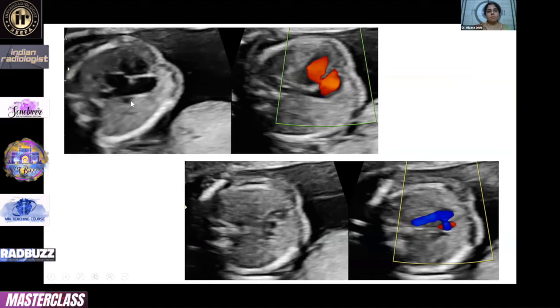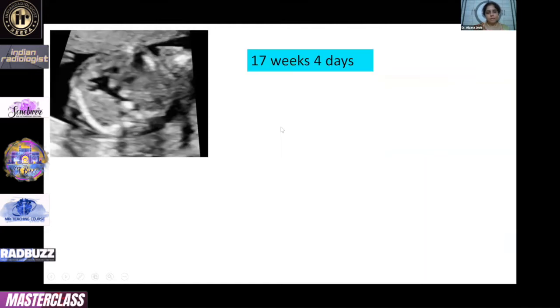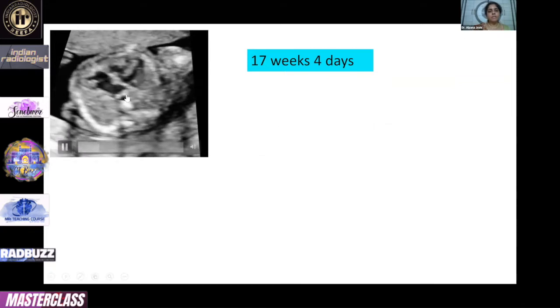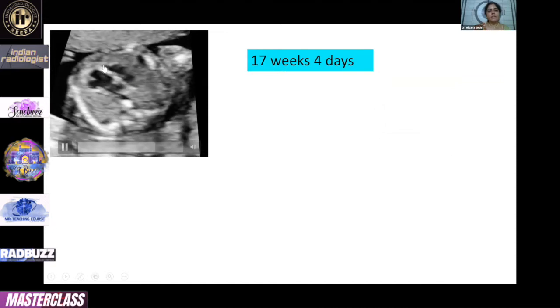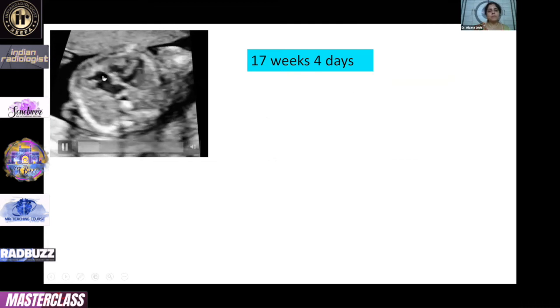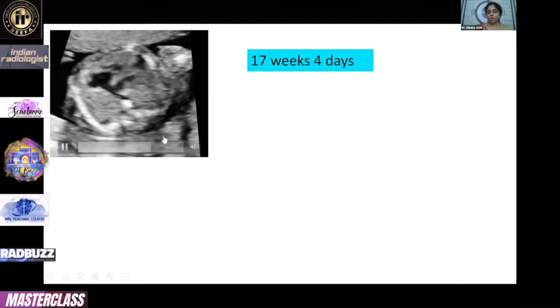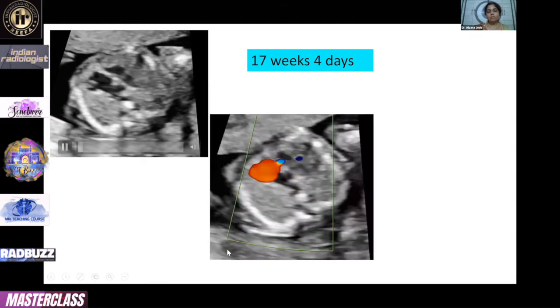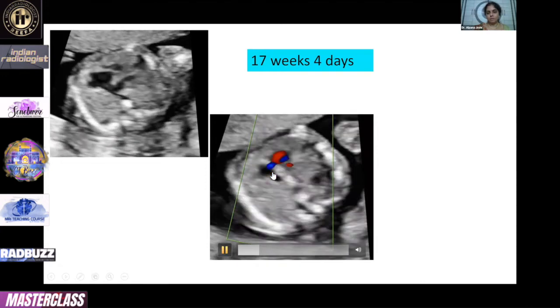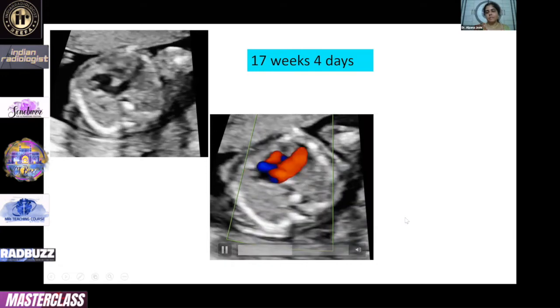If you see this particular case, this is again at 17 weeks, 4 days. If you look carefully, this is the left side, this is the right side. Even at 17 weeks, you can make out that there is hypertrophy of the right ventricle. You can see that this valve appears a little thickened. The excursion is not all that good. And if you look at the color Doppler, you can see a great deal of tricuspid regurgitation. And again the outflows were normal.